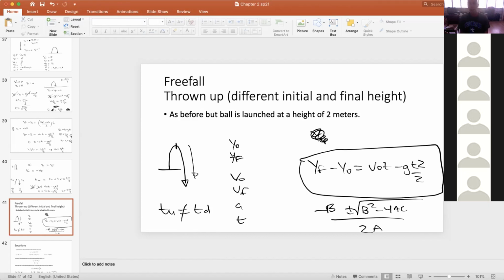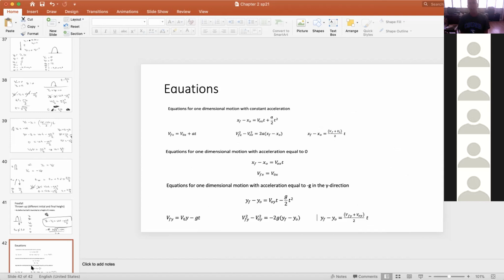The one nice thing about free fall is there's really only a few examples: dropping from rest, being shot up, being thrown down, different heights, same height. There's only a few examples. One of them that I'm going to talk about in a second has a little wrinkle to it.